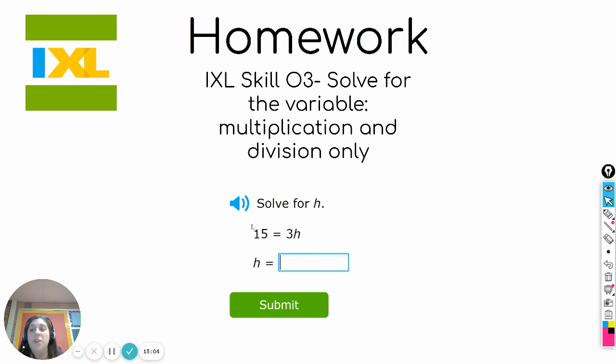Okay, but remember, for the most part, you're going to be skip counting by that small number until you get to the big number, and then count how many times you had to skip count. Go ahead and begin.